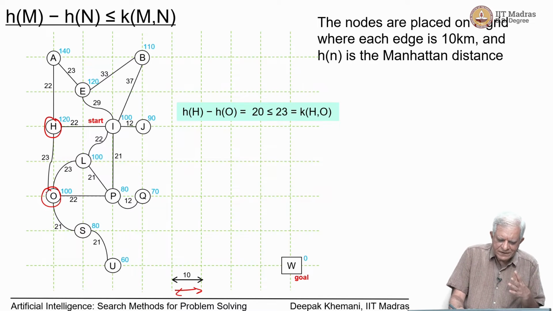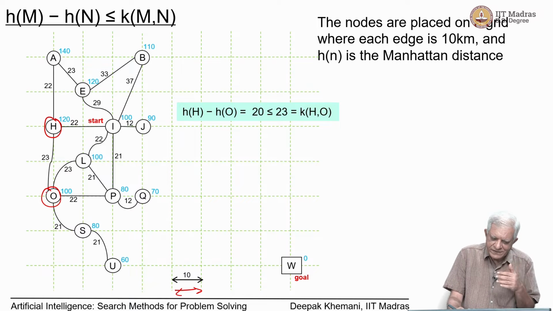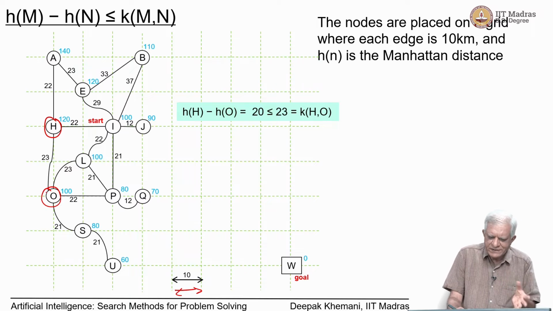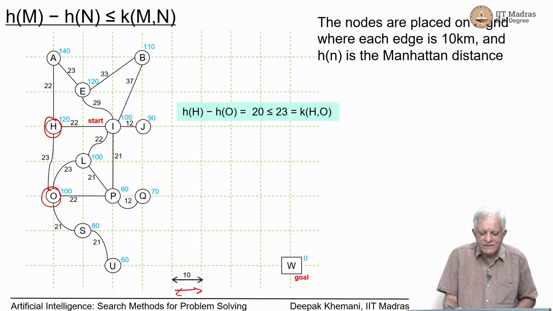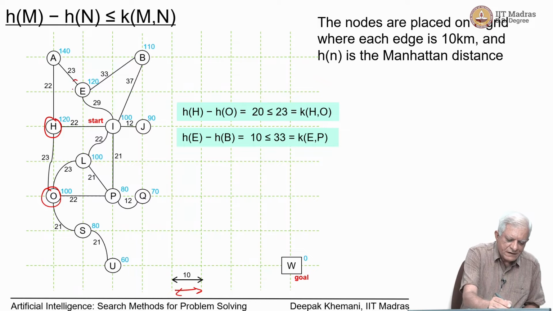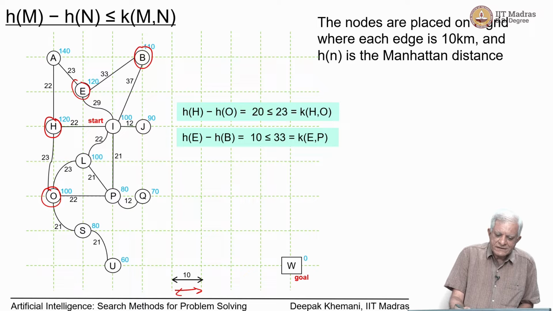If you inspect the graph that we have drawn, you will see that the actual edge cost is more than the Manhattan distance between those two nodes essentially. So, this graph has been constructed like that, which means that this graph satisfies the monotone condition. You take any two nodes, you look at E and B, you will see that E is here and B is here. One has an h value of 120, the other has an h value of 110, and the difference is less than the actual cost, which is 33.